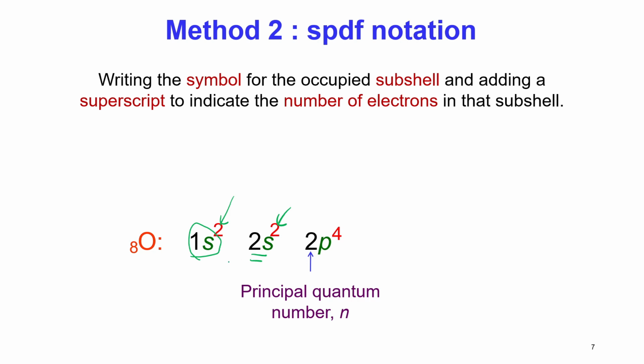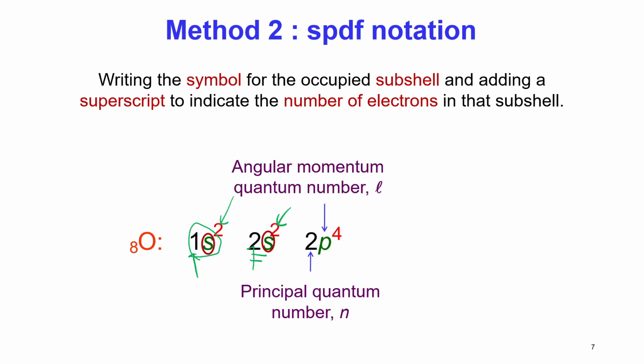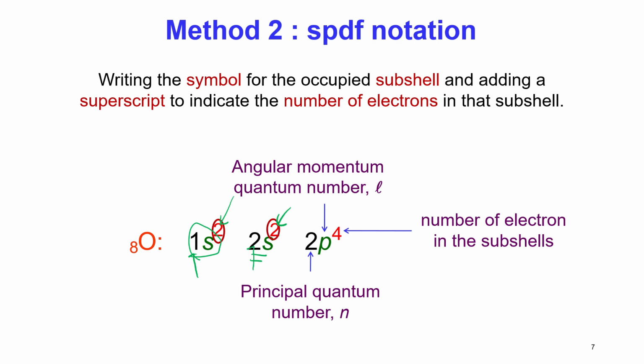Okay, so each number n, the big n, represents the principal quantum number. The superscript in red represents the S, P, which represent L, and the superscript represents the number of electrons in the subshell, the boxes in the orbital diagram earlier.